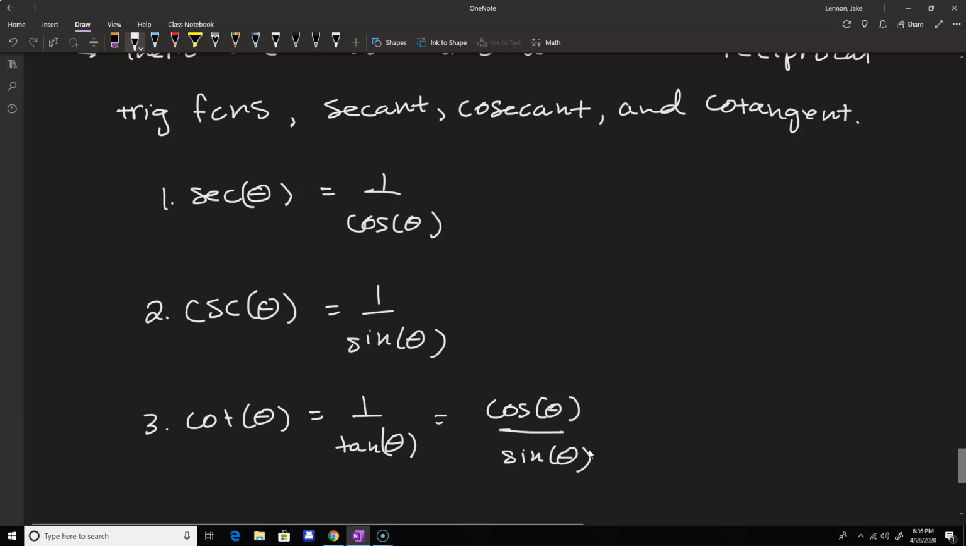So we'll pick up looking at some identities and graphing these things as functions next time.